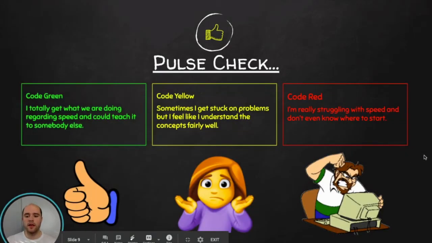As always, take a pulse check on yourself. How are you feeling this week? Acceleration is a little bit different, but it's a lot of the same as speed. So it's the same triangle, same equations, a little bit of math. Are you code green, yellow, or red?